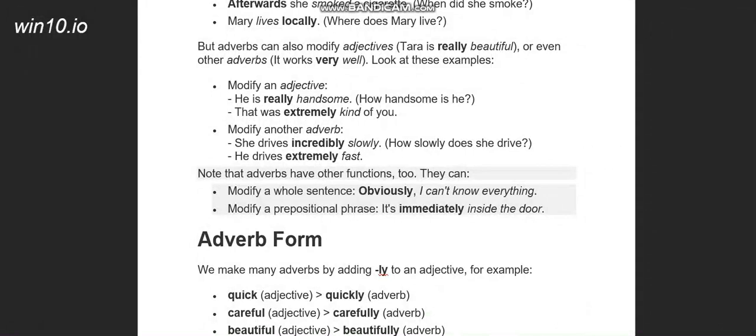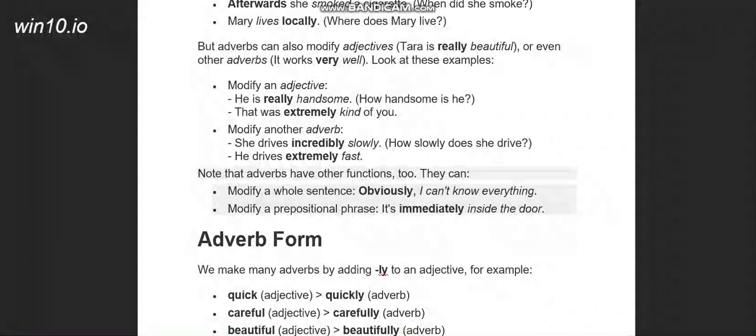Note that adverbs have other functions too. They can modify a whole sentence. Obviously, I can't know everything. It modifies the entire sentence. They can also modify a prepositional phrase. It's immediately inside the door.